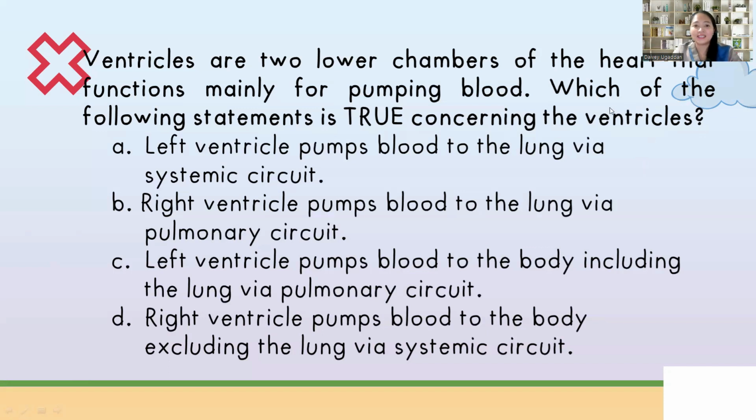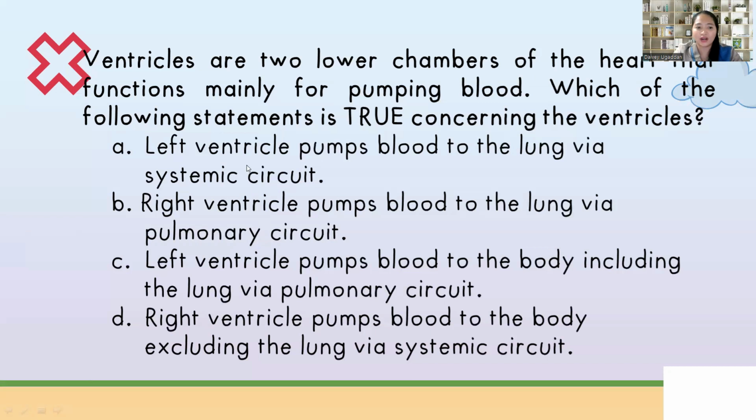Okay, so let us have a quick recap of the sides of the heart. The right side of the heart has the deoxygenated blood, or the blood with carbon dioxide, and it moves blood through the lungs through the pulmonary circuit. And then the left side of the heart has the oxygenated blood, or the blood with oxygen, and it moves blood to the body through the systemic circuit.